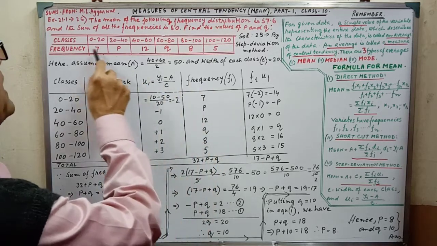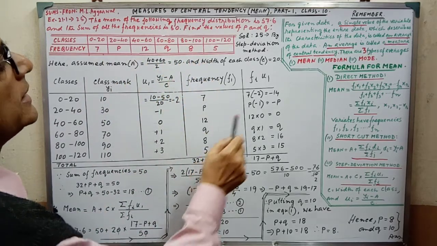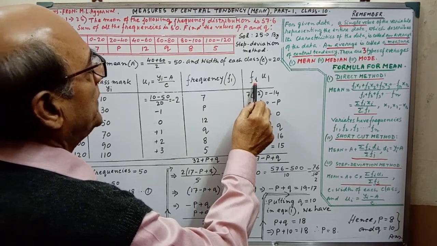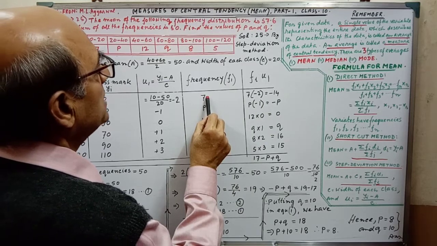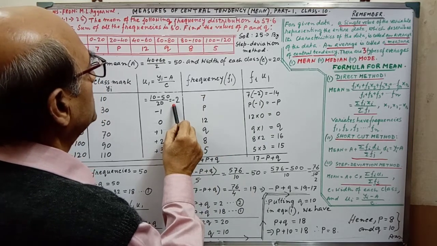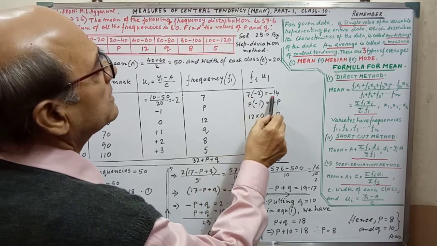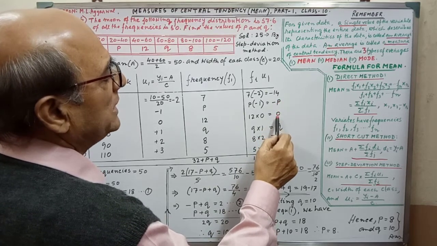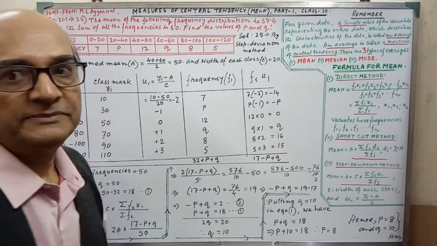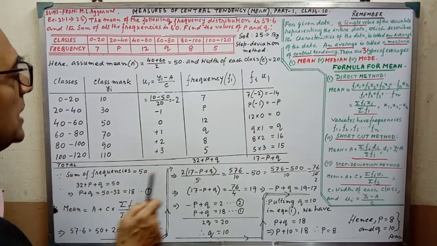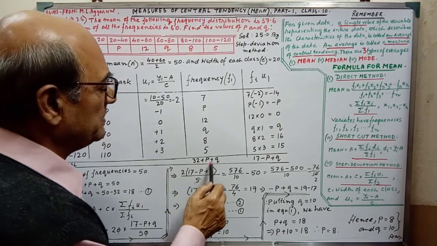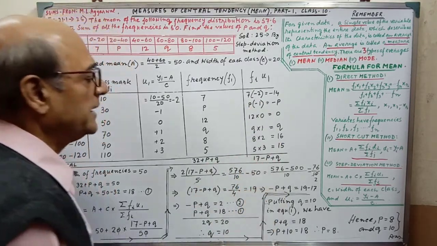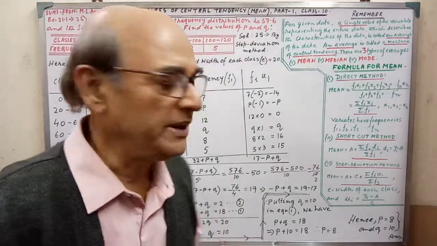Then frequency you will get in the question, you have to write this. Then we have to calculate fi into ui, that is f, that is frequency, that is 7, and the value of ui, that is minus 2. By writing this and by calculation it is coming minus 14. In this way we are getting minus P, 0, Q, 16 and 15. Then we have to take the total, that is frequency 32 plus P plus Q, and this addition, that is 17 minus P plus Q. Then we have to find out the value of P and Q.